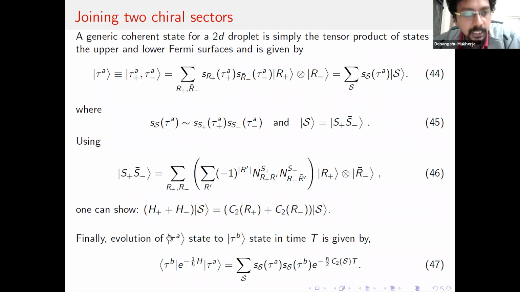And if you consider evolution of a tau A state to a tau A state for a time t, what you also get are these two polynomials associated with this composite representation S, times precisely this e to the power n factor. Right.